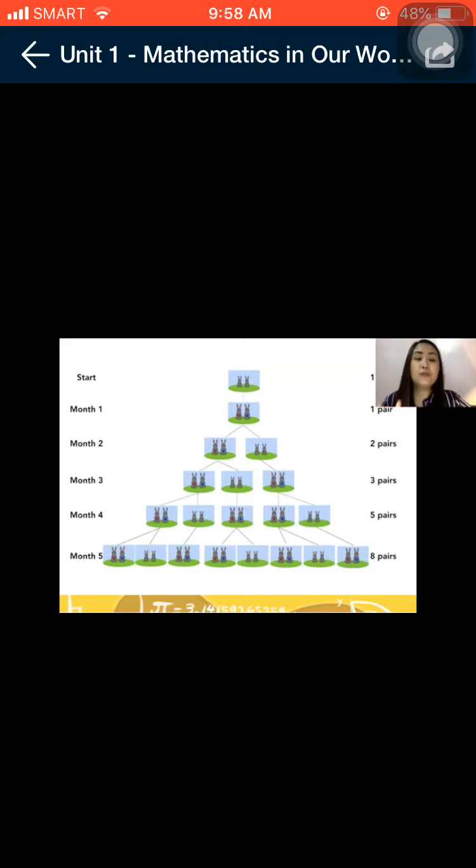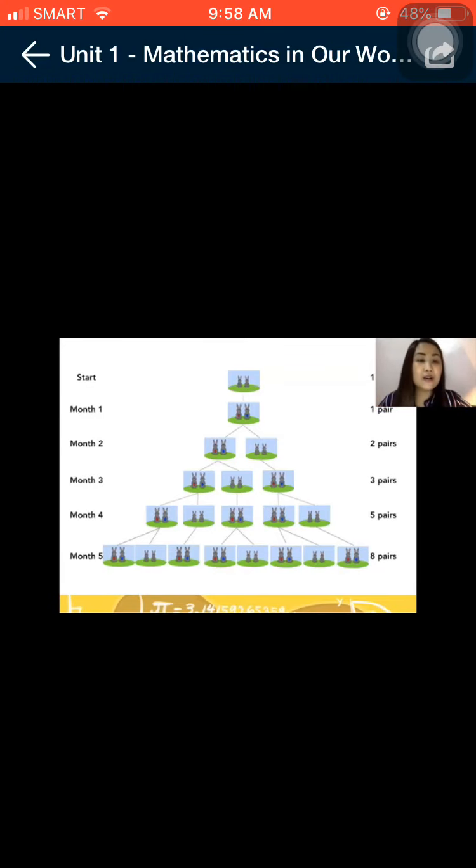So there are already 2 pairs of rabbits. Okay, the next month, the mature rabbits give birth again. Okay, and their previous baby rabbits became mature on month 3. So now there are 3 pairs of baby rabbits.